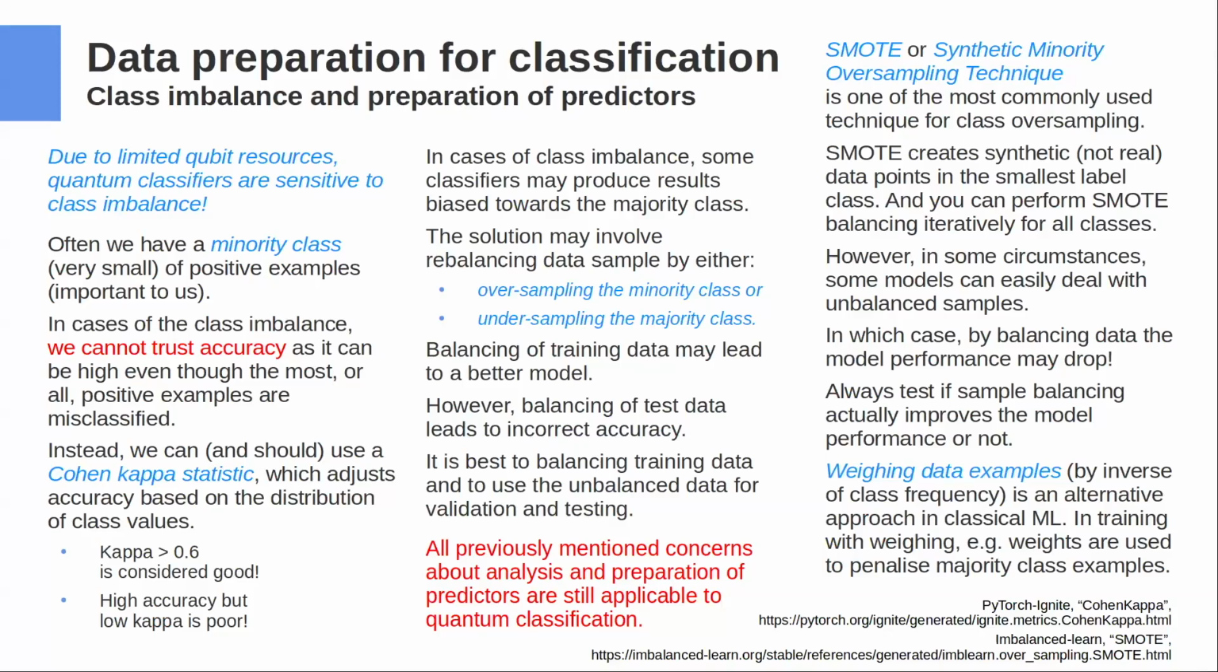There's also weighing data examples, which means you use a weight which is the inverse of the class frequency, and some models will take the weights into consideration when making decisions about classification. SMOTE is also available in the imbalanced-learn library, and it doesn't matter if it's PyTorch or not. I think it's general purpose, and it's all data preparation. You just need to get your balancing of the class right.